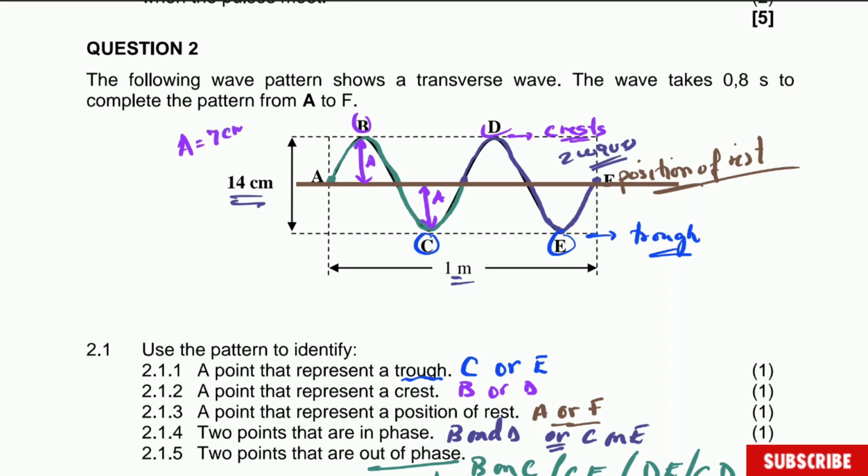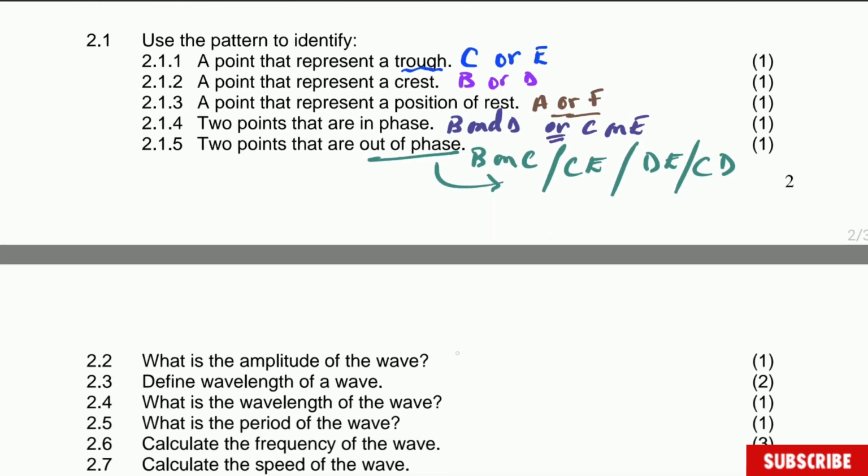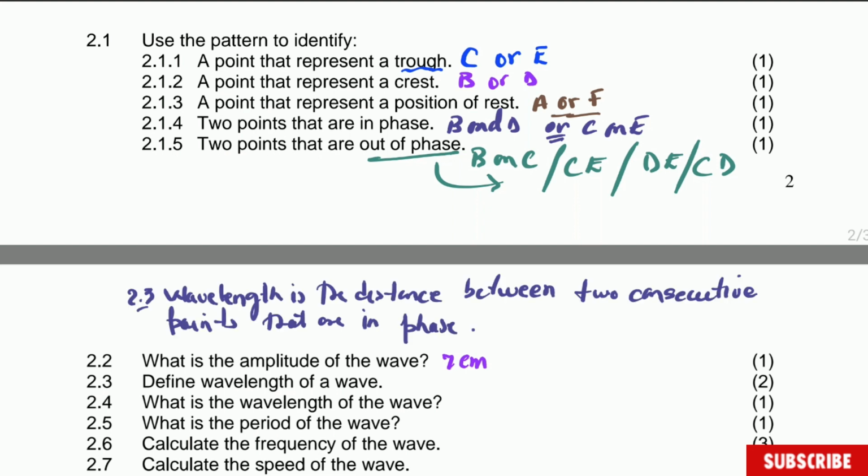7 centimeters. They don't say to express it in meters, so it is fine in centimeters. 7 centimeters. Let's write it here. 7 centimeters. Define wavelength of the wave. And the definition for wavelength is the distance between any 2 consecutive points that are in phase.